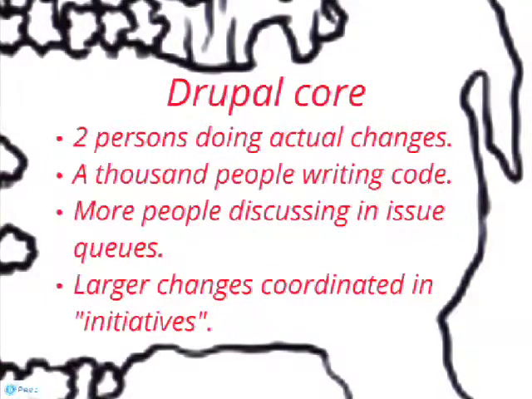The way the Drupal community does this is that we have two persons, usually two persons, who have commit access to Drupal core. They decide what goes in and what does not go in. They are the gatekeepers for Drupal core. But then we have 1,000 people or more actually doing code, suggesting patches. It's called suggesting improvements and changes to Drupal core. And more than these 1,000 people, maybe 10,000 people, are discussing these changes and contributing their ideas to Drupal core in the issue queues.